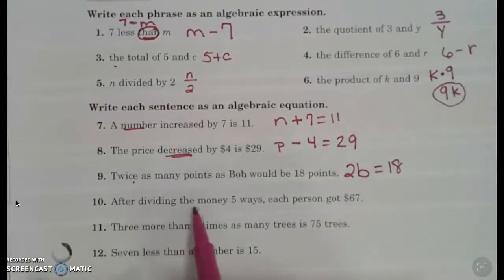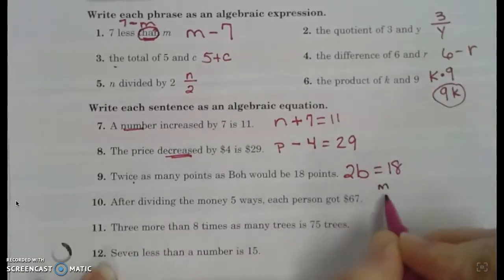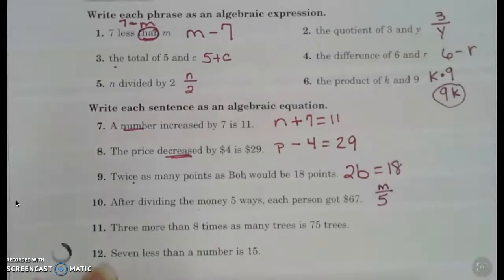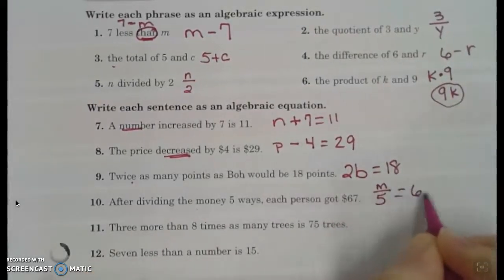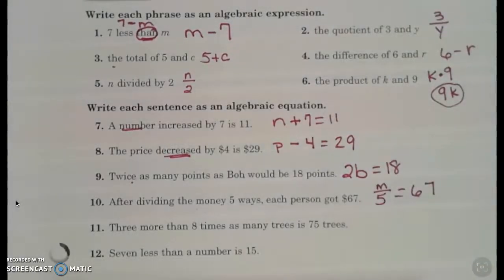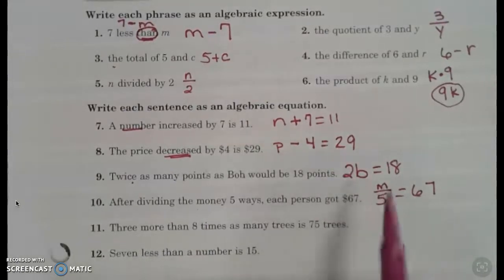Okay, after dividing the money 5 ways. So we're going to take the money. So I'm going to put an M for money. We're going to divide it 5 ways. Each person gets $67. So each person got $67. So equals 67. Now we could go back and solve these because that's what you've been working on the past couple weeks. But we don't have to. Remember, we're just practicing writing them.